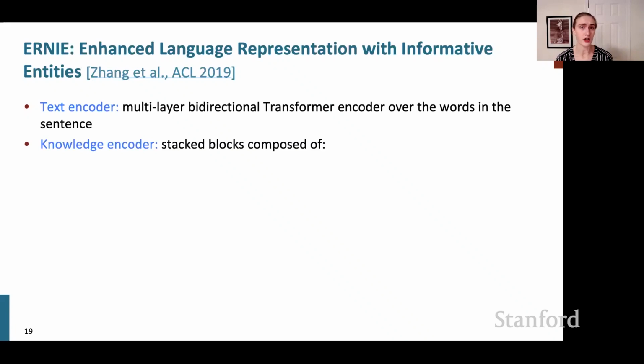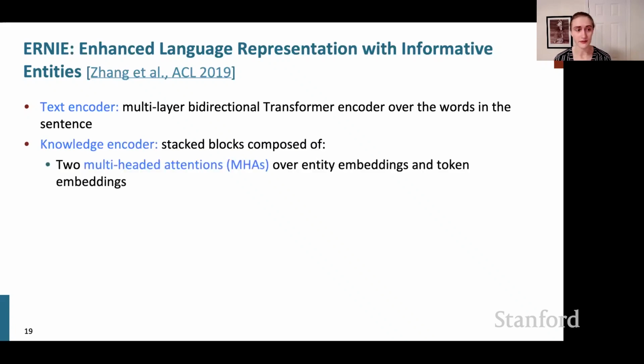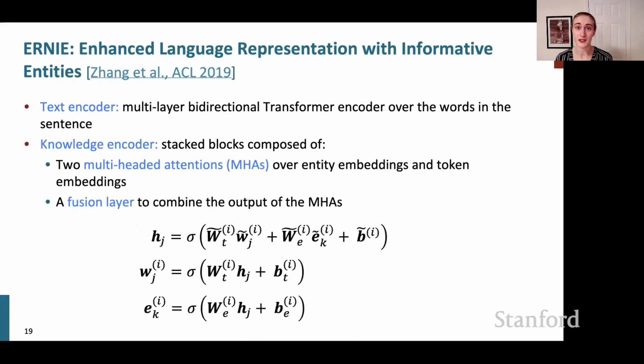And this is followed by a knowledge encoder, which has stacked blocks composed of two multi-headed attentions. One is over the entity embeddings, and one is over your token or subword embeddings. And then the output of these contextualized entity and token embeddings from the multi-headed attentions are passed to a fusion layer, which looks very similar to what we just looked at. But now you also have new word and entity embeddings that you're producing as the output of your fusion layer. So you see this WJ and this EK, which are produced as the next layer of word and entity embeddings.